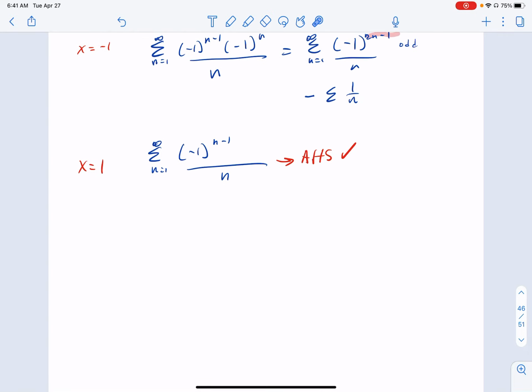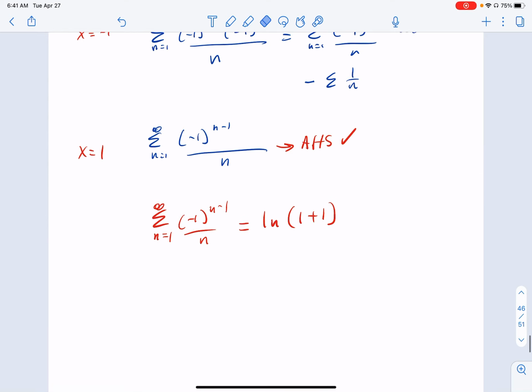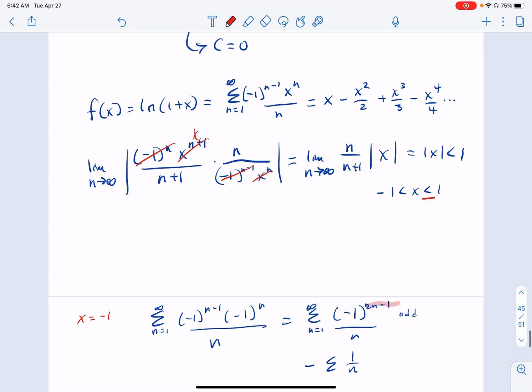So since this is equal to a summation from n equals 1 to infinity, (-1)^(n-1) over n, it is equal to the natural log of 1 plus, well, what did we stick in there for our x value? We stuck in 1, right? So basically, we're just saying that's equal to the function that we have right here. And then 1 plus 1 is equal to 2, which gives us the fabulous result that the sum of the alternating harmonic series is the natural log of 2. That's amazing.